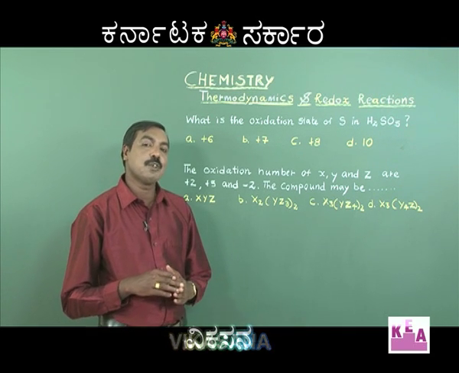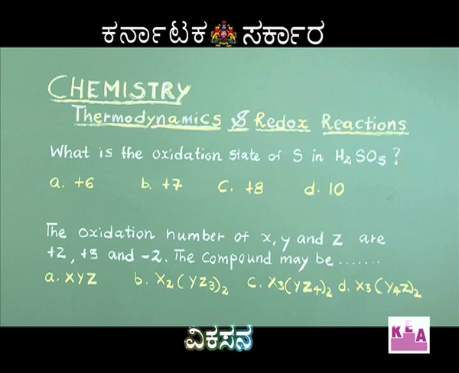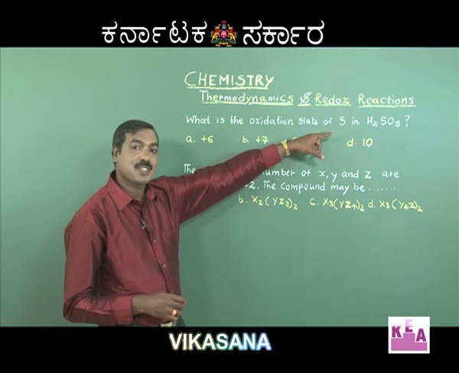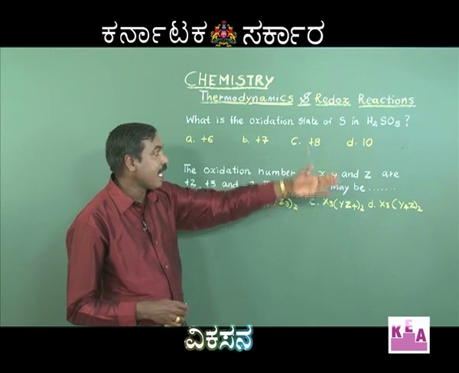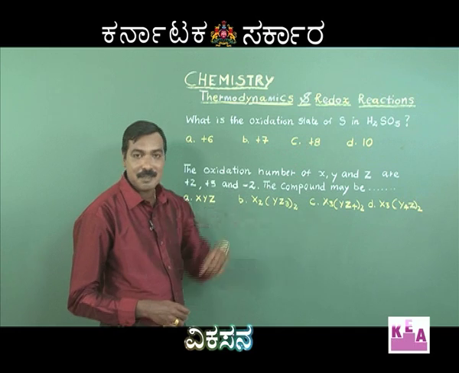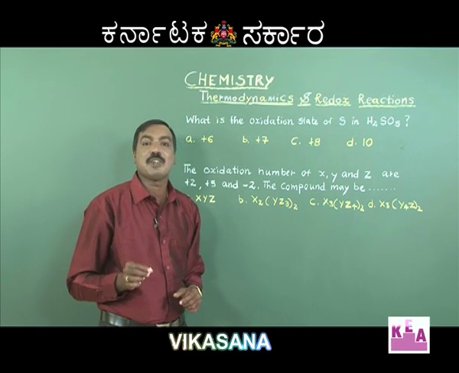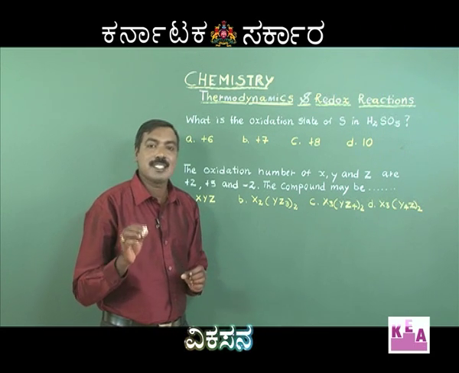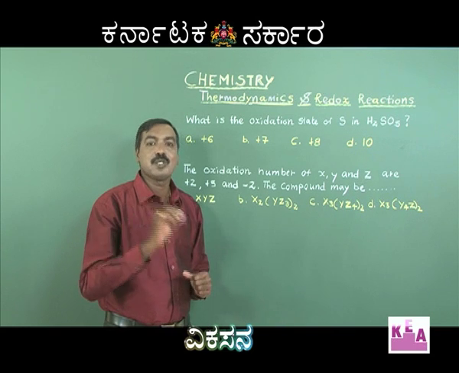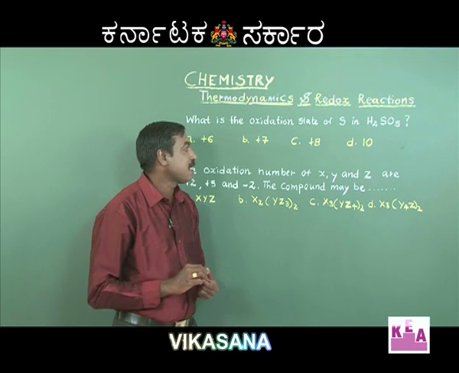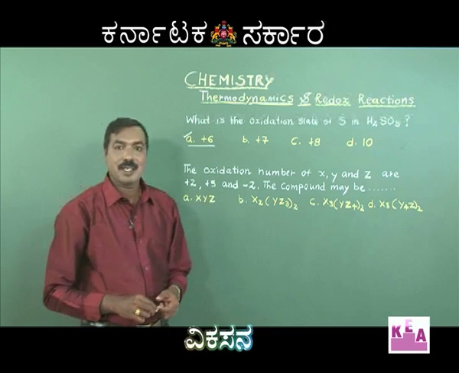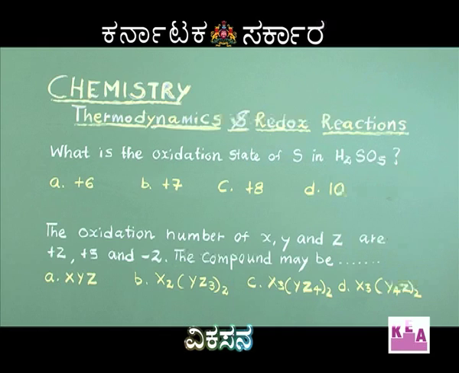If you use the method that I have taught you, you will get the answer as +8. How do you get +8? 1 into 2 plus X plus 5 into -2, you get X is equal to 8. But we know that the maximum oxidation state of sulfur is +6. Therefore, this is an exceptional case. The oxidation state of sulfur in Caro's acid happens to be +6, and the right answer is option A, +6. Along with this, there are a few more exceptional cases.